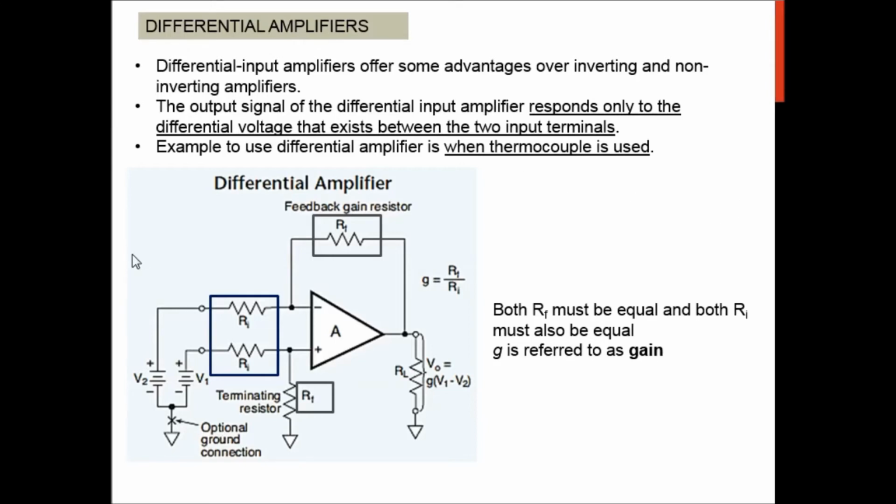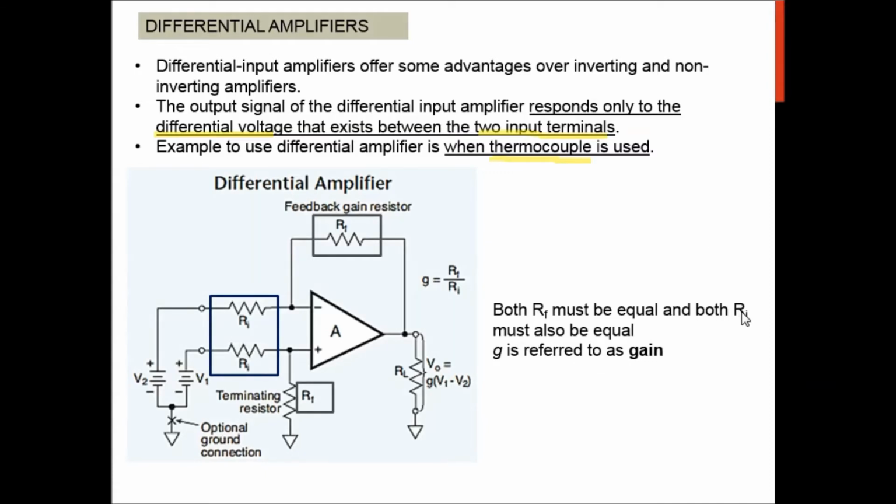Okay, so let's look at the first one, the differential amplifier, which only responds to the differential voltage that exists between two input terminals. Differential voltage means that the voltage is measured between two nodes. That's why it says here, an example of a differential amplifier: it can be used with a thermocouple, and you can see in the next few slides, I use it to amplify the strain gauge as well, because the output of that is also a differential voltage.